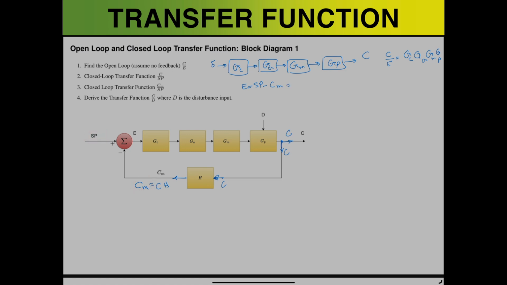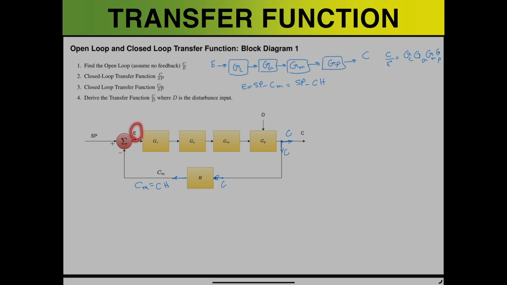So we have SP minus CM, and we can replace CM with CH because we typically don't want to use intermediate nodes. We would be interested in only the inputs, which is SP, or the outputs, which is C, or all of the individual building blocks that we have here. So we don't want to involve intermediate nodes as CM, and if there is any, we will be replacing them with either inputs or outputs or the building blocks that we have.